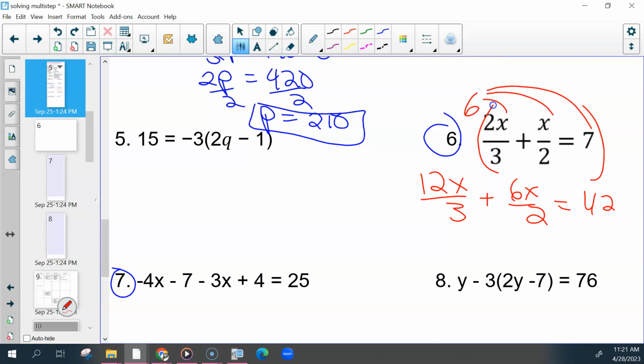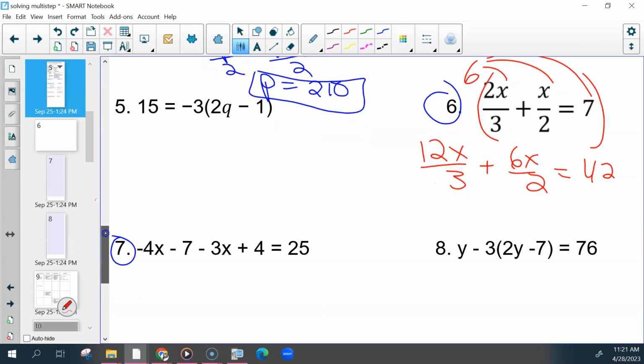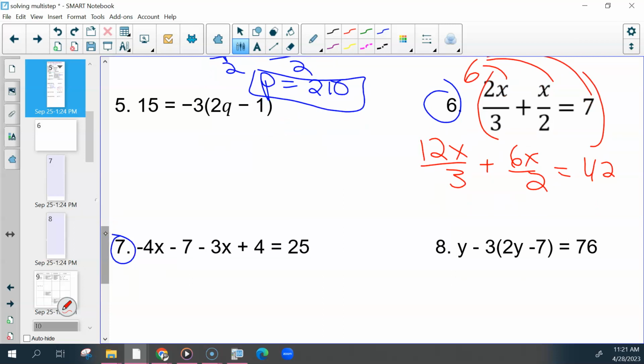In order to get rid of the fractions, you have to multiply the entire thing by something that these both go into, 3 and 2. And so it says 6. 6 is not the only thing that would work. 12, 18, 24, all of those would work. 6 is the lowest that would work though. Here we can simplify. 12 divided by 3 is what? 4. 6 divided by 2 is what? 3.